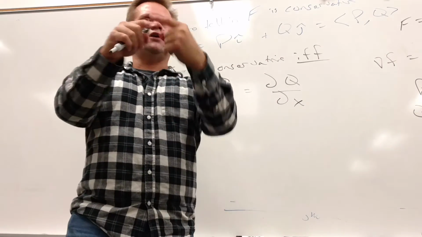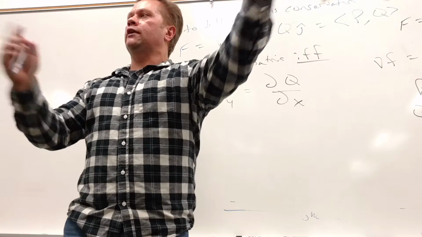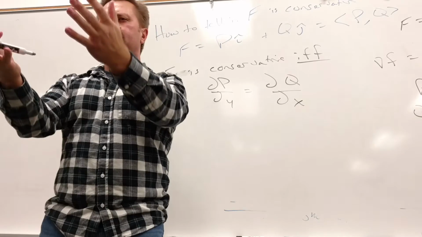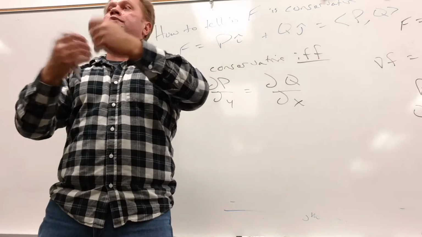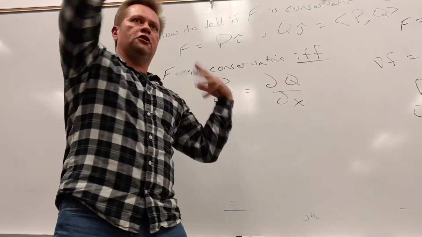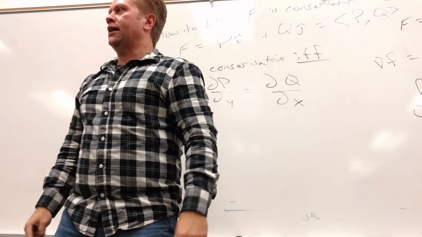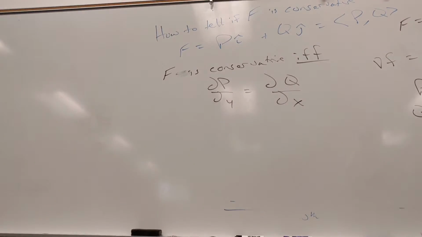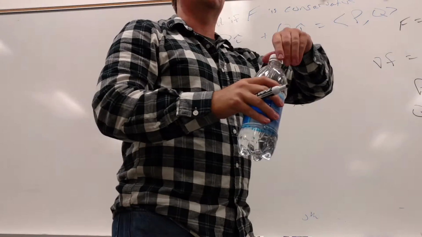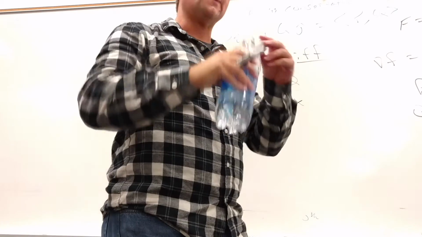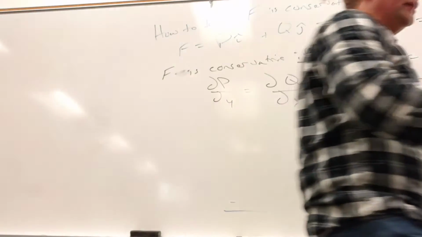So if I take the gradient of something and make a field out of it, it's conservative right off the bat. If I know a field is conservative, that means there must exist a little function f that I can take the gradient of to get it. And then I can use the fundamental theorem of line integrals. So then, if you know it's conservative, you just integrate P with respect to x and Q with respect to y.